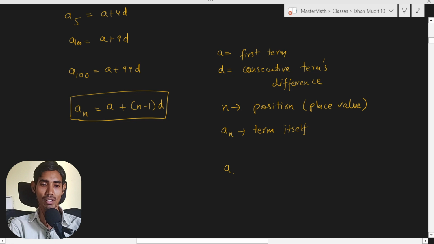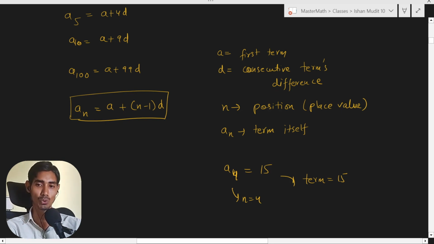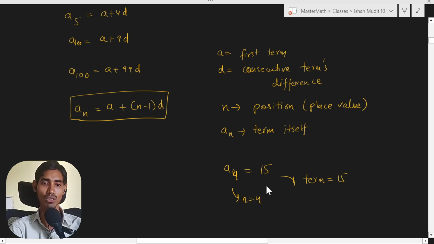So if we want to find A4, A4 was 15. So N is 4 and this is the term 15. Is that correct? N was 4 and the term itself was 15.